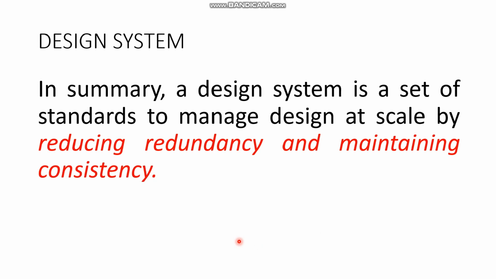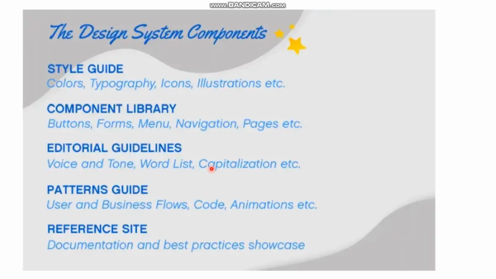So in summary, a design system is a set of standards to manage design at scale by reducing redundancy and maintaining consistency. Okay? So what is in a design system? The components consist of a style guide such as colors, typography, icons, illustrations; a component library, which are buttons, forms, menus, navigation, pages; voice and tone for the editorial guidelines, a pattern guide, user and business flows, code, animation, and even a reference site, documentation, and best practice showcase.